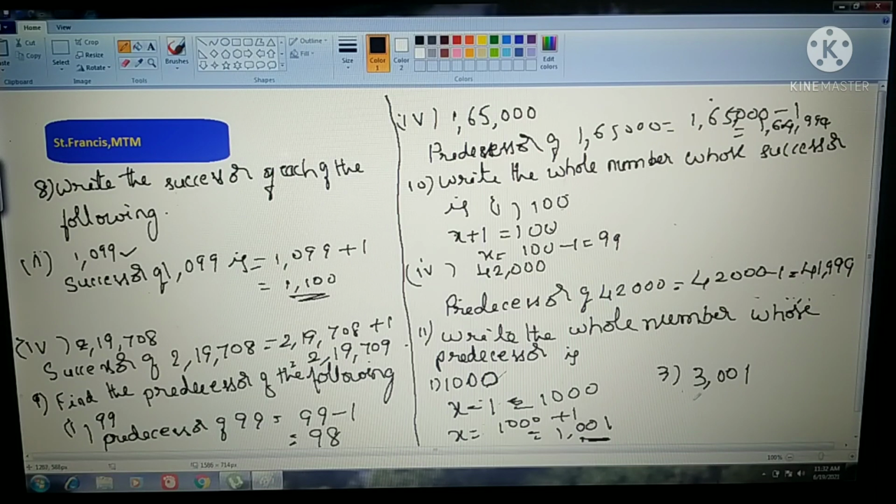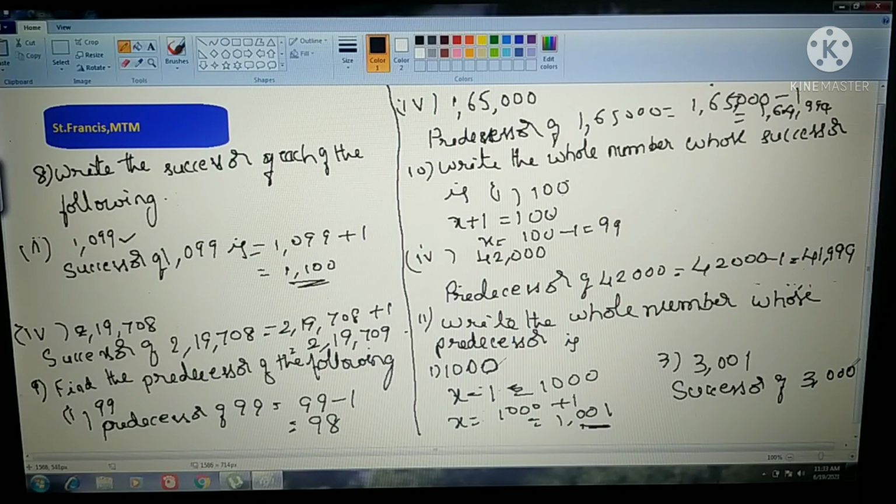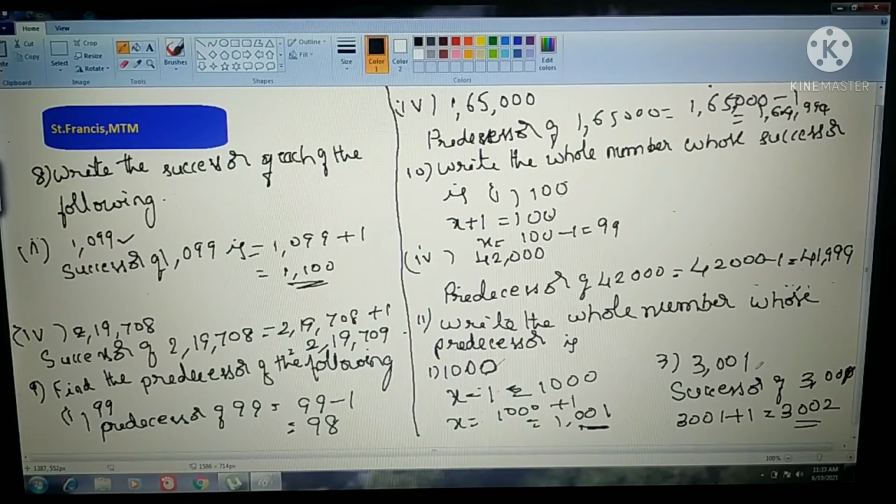Now I am doing directly the second problem. Successor of 3001. How much? So 3001 plus 1. How much? 3002. Understood? Now the given number is whose predecessor means 3002. 3002's predecessor is 3001. Is that clear? Okay. Thank you.